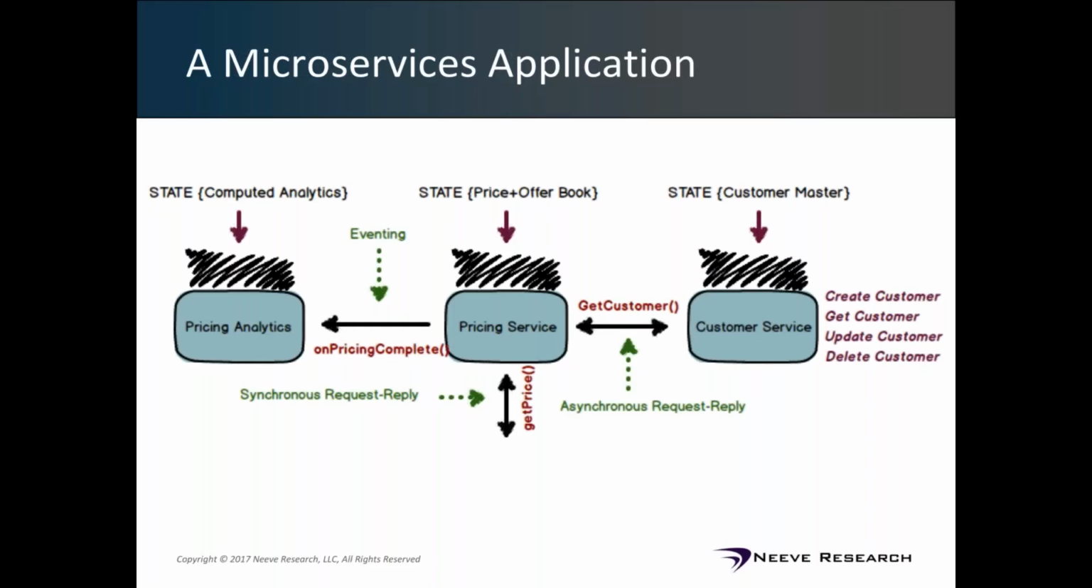So before we talk about what exactly is hard about it, let me spend a little bit of time talking about a specific application. This is the application that we will be running today. It's a simple application where you're making a pricing request, and that pricing request has to be satisfied specifically in the context of a customer.